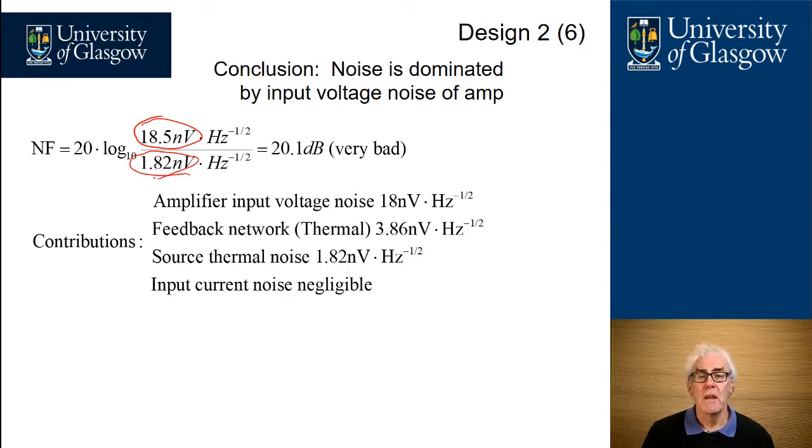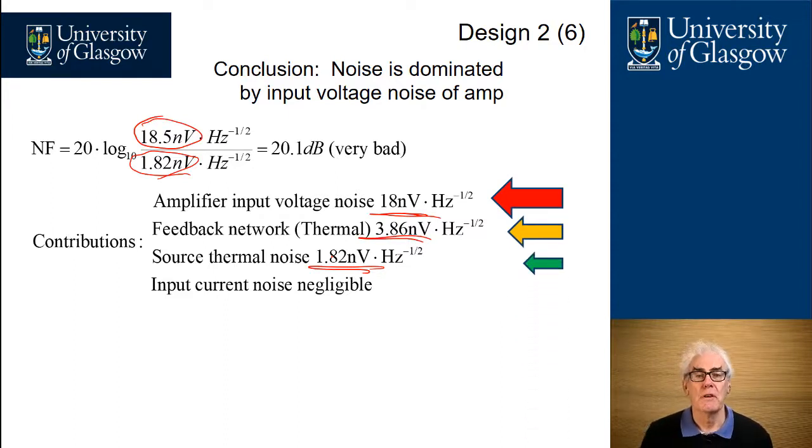And if we go back to the equation on the previous slide, we discover that the amplifier contribution is 18 nanovolts per root hertz. The feedback network is contributing 3.86 nanovolts per root hertz, and the source resistance is only contributing 1.82 nanovolts per root hertz. These are the orders in which we must try to attack the noise problem. The biggest one is clearly the 18 nanovolts per root hertz for the amplifier, so we have to improve that. Feedback network, it's a little high, so we should try to look at that.